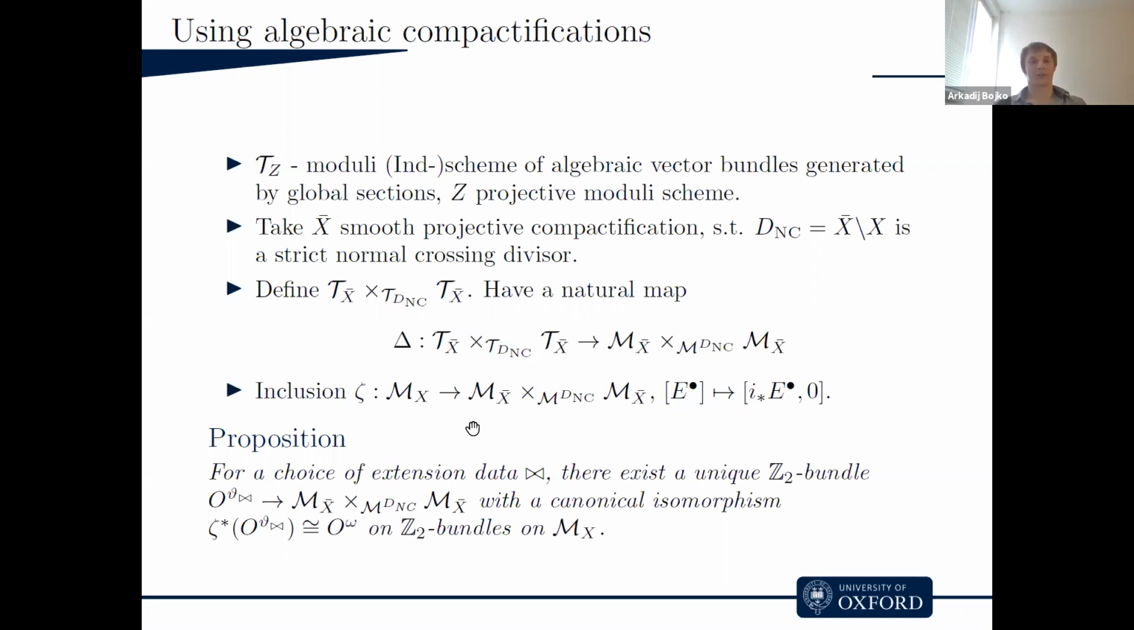Now the proposition, the whole idea behind this is that I can construct on this moduli stack a certain notion of orientation such that under this map it pulls back to the Z2 bundle that I want to prove to be trivializable. So this is the statement of the proposition that there is something called extension data bow tie, for which there is a unique Z2 bundle on this moduli stack, O theta bow tie, and with a canonical isomorphism of its pullback with the orientation bundle on MX.